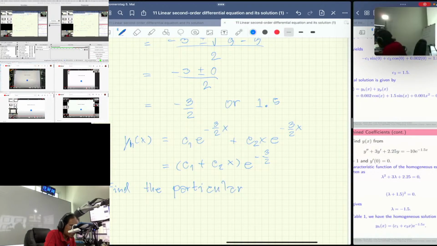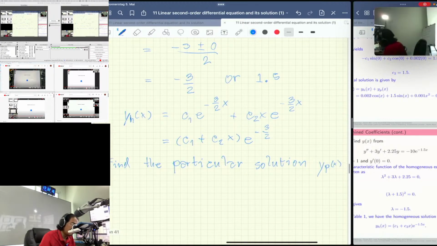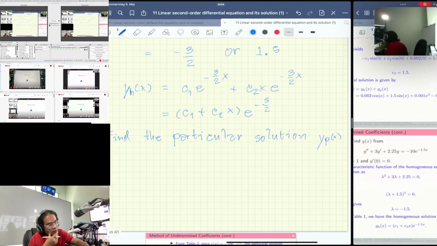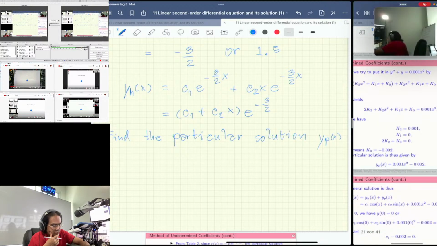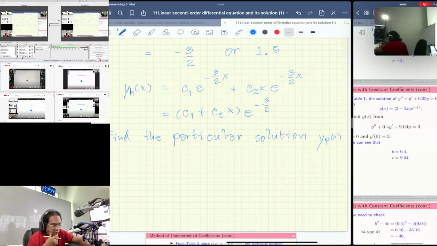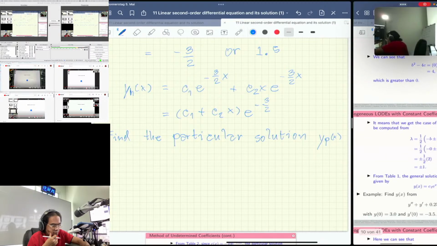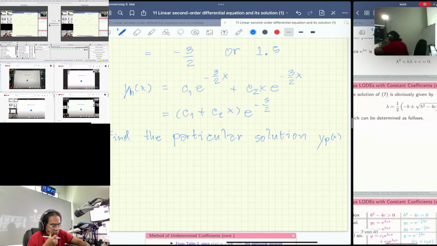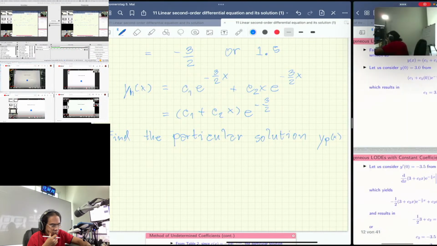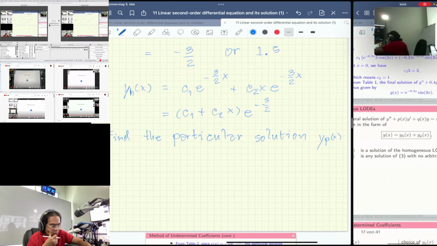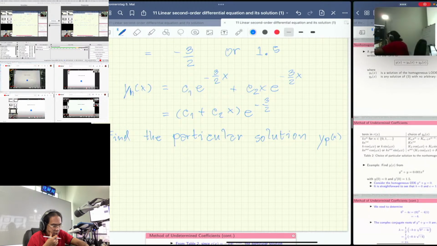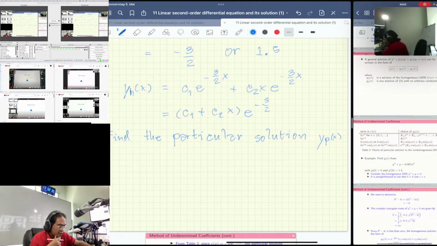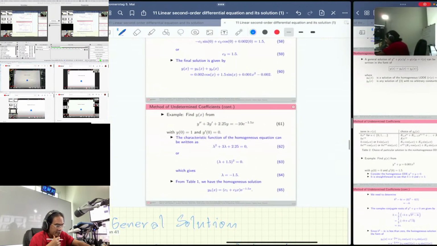Particular solution. y_p(x), okay. y_p(x), what is that? In order to find a particular solution, you have to get back to the table, right? You have to go to, oh, no, not this table. Okay, here, this table.